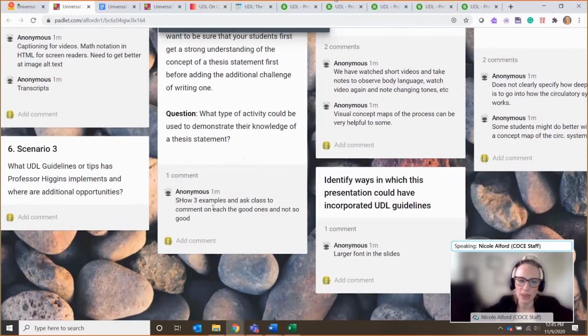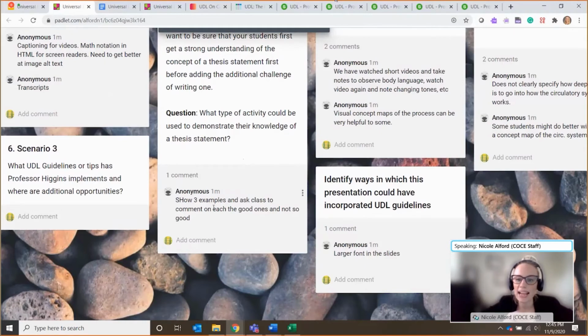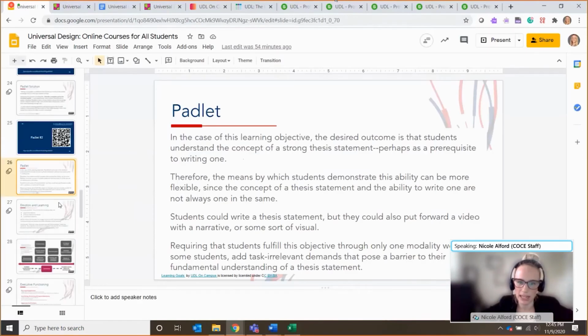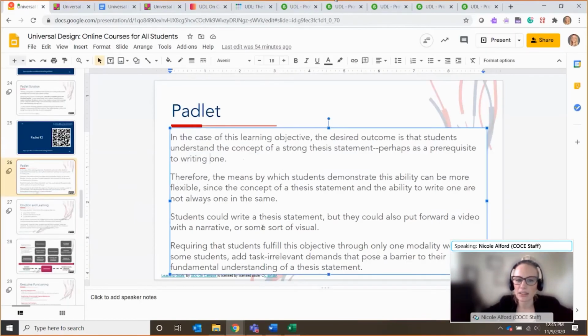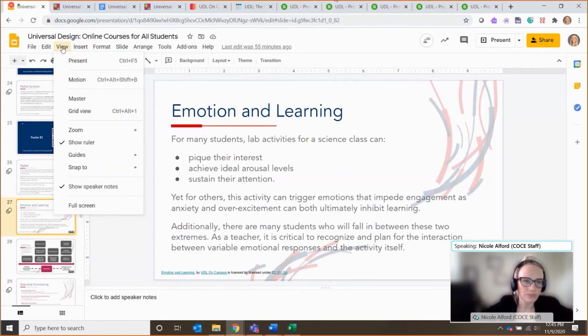But absolutely, I love that answer. That's great. I'll leave that open for any more as we continue on here. These are excellent comments so far, and thank you so much for participating. But exactly, they could do a video, examples, or write a narrative about their understanding of a thesis statement.